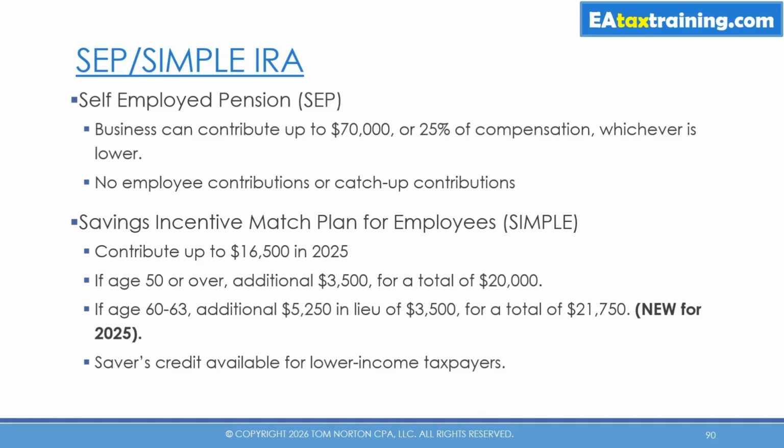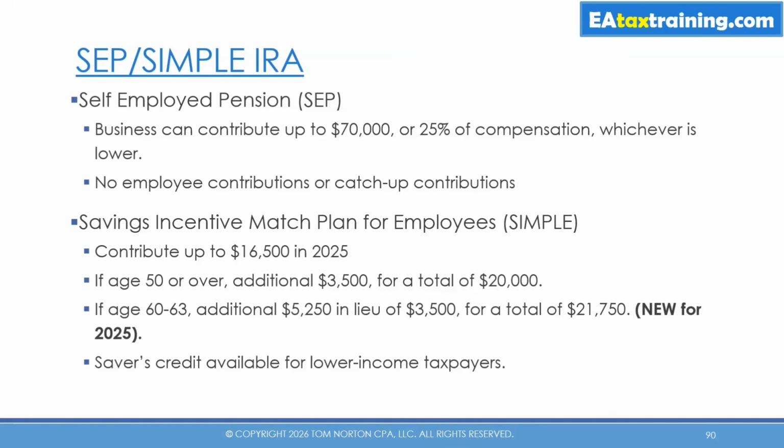Next are SEP and simple IRAs. So these are going to be IRAs that are set up at an employer. So first is a SEP, a self-employed pension. So the business can contribute up to $70,000 or 25% of compensation, whichever is less. There are no employee contributions or catch-up contributions. But if you've got your own business, you can set up a self-employed pension plan, and then you can contribute, or the business can contribute, up to that $70,000 or 25% of compensation, whichever is lower.